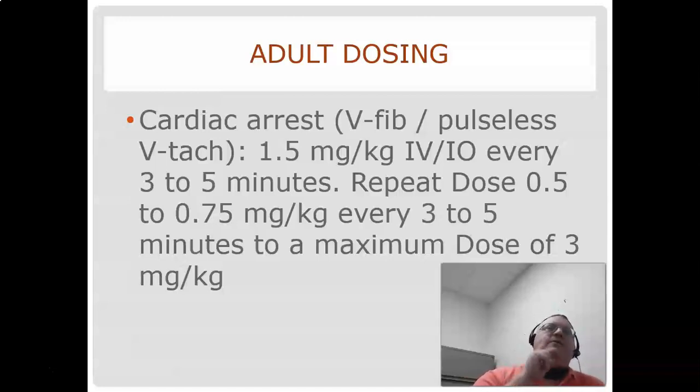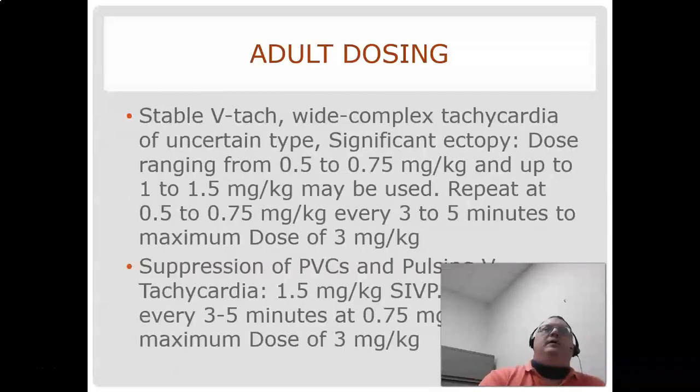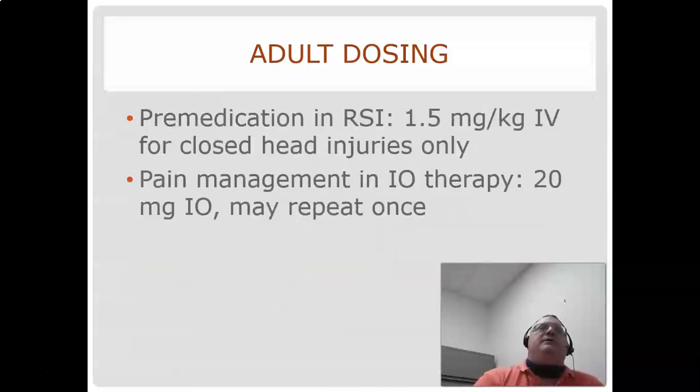And I can tell you right now, that is a healthy dose of lidocaine, okay? So, as a matter of fact, I'd be kind of leery getting up around the 3 milligram per kilogram range. If you have stable VTAC, wide complex tachycardia, again, we usually use a half of a dose of that. So again, 0.5 to 0.75 milligrams a kilogram up to 1 to 1.5, okay? PVCs is usually 1.5 milligrams per kilogram IV push, all right? And then you use half the dose again until you reach a max of 3 milligrams per kilogram.